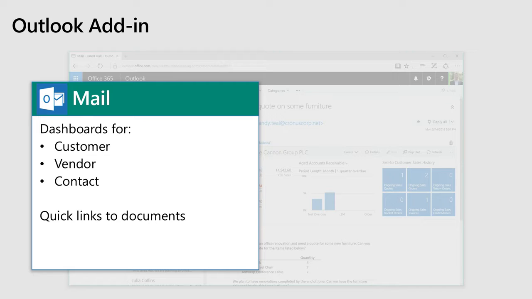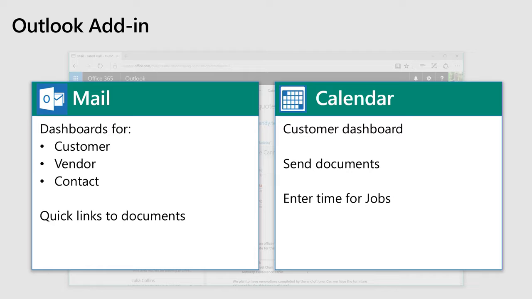And so what are the different things that you can do? There are dashboards for customer, vendor, and contact. Those are all of the types of entities that you can see inside of Business Central. And there are different documents that you can view inside of Outlook. At the same time, you can also use the calendar functionality in Outlook in a number of different ways. You can create an invoice from a calendar and attach it to a customer, obviously. It'd be weird if you had an invoice without a customer. But you can do that inside of Outlook.